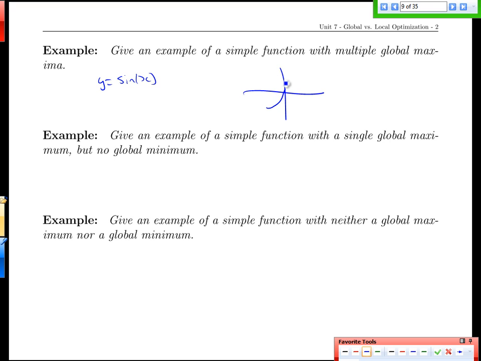We've got the sine graph, it goes up and down and up and down, and the points of maximum y value are shared. All of these points have the same y value. They're all higher than any other points on the graph. So these dots are all global and local maxima.